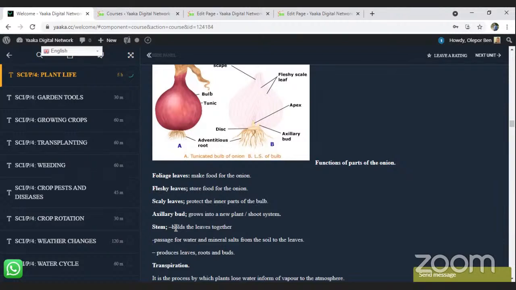Stem holds the leaves together. It is the passage for water and mineral salts from the soil to the leaves. It produces leaves, roots, and buds. I'm done.